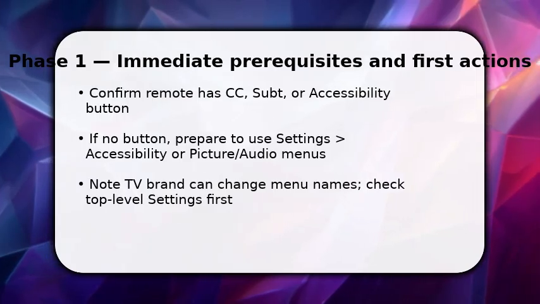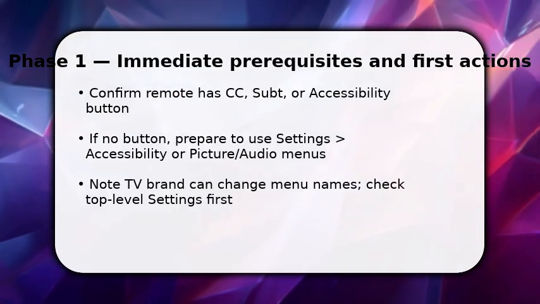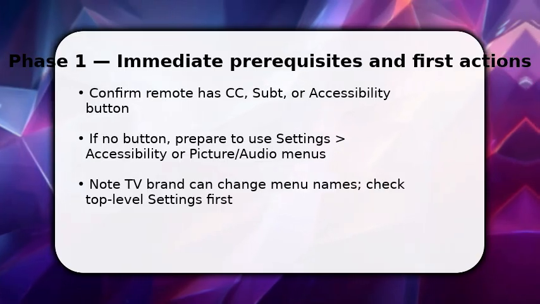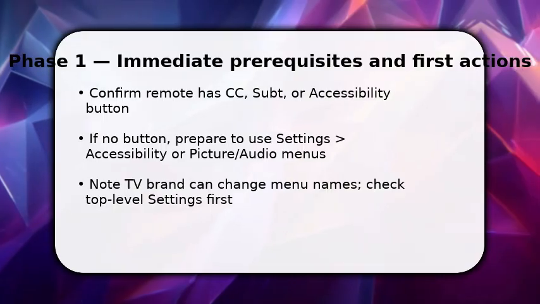You begin by locating the remote and the TV's main menu. The quickest path is the CC or subbed button on the remote. Press it once to toggle captions off. This works because many sets map CC to a direct flag.